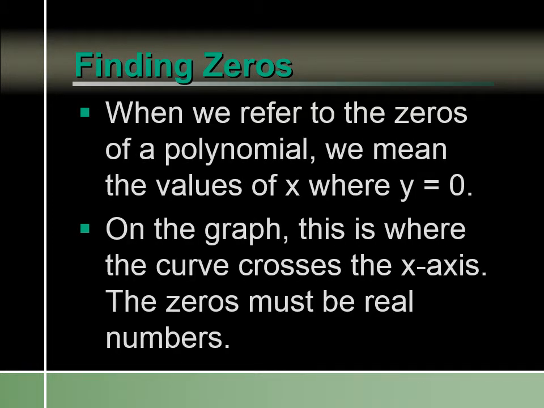On the graph, if we want to find the zeros, instead of factoring the function, all we have to do is look where the curve crosses the x-axis. That is where your zeros are. Wherever the curve crosses the x-axis, that's going to be x equals whatever your number is, that is the zero of that function. The only catch is that because you're crossing the x-axis, your zeros must be real numbers. They won't be imaginary numbers.